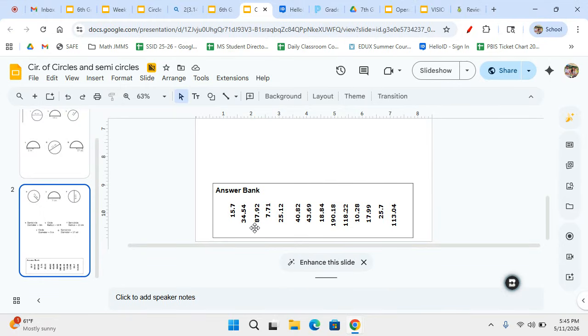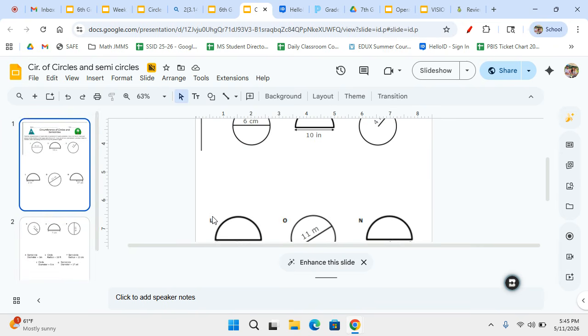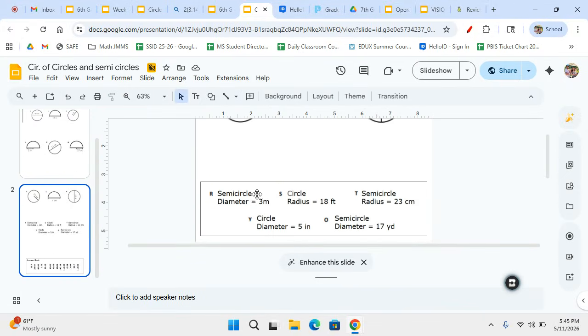That way you can kind of have a better idea of if you're getting these answers right. Because if you see it in the answer bank, you got it right, you can move on to the next question. If you don't see it in the answer bank, try that problem again. A mistake was made.